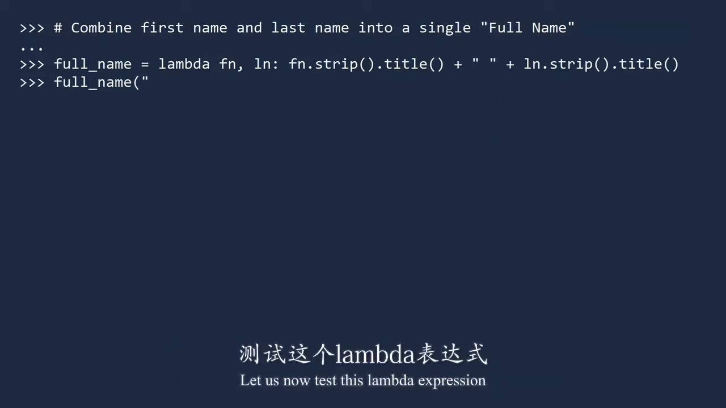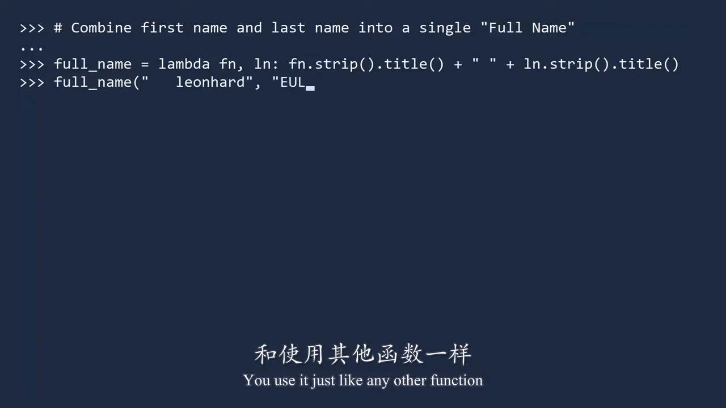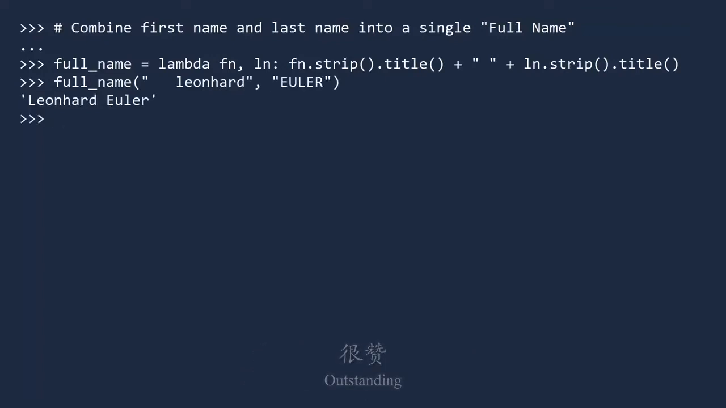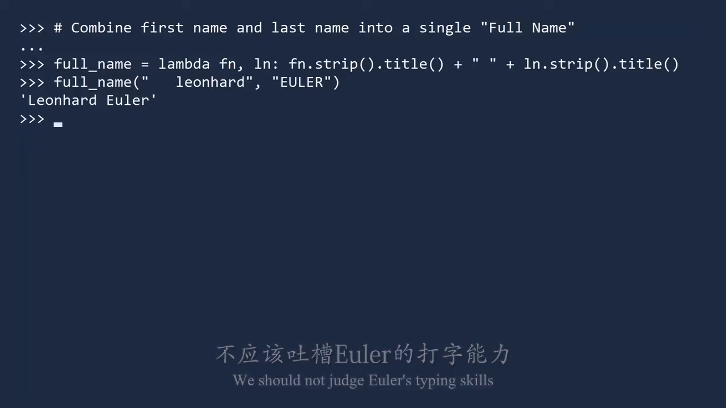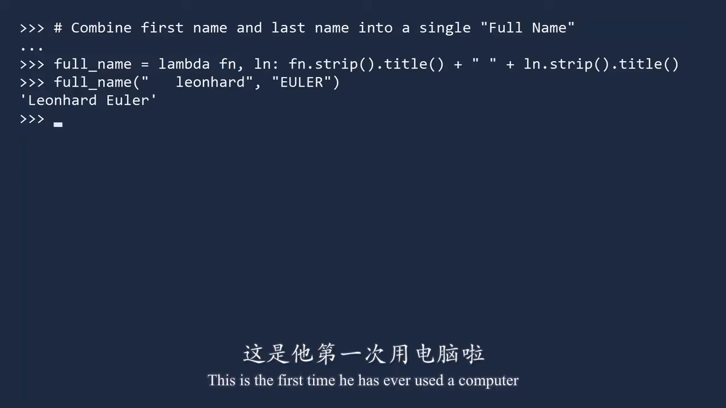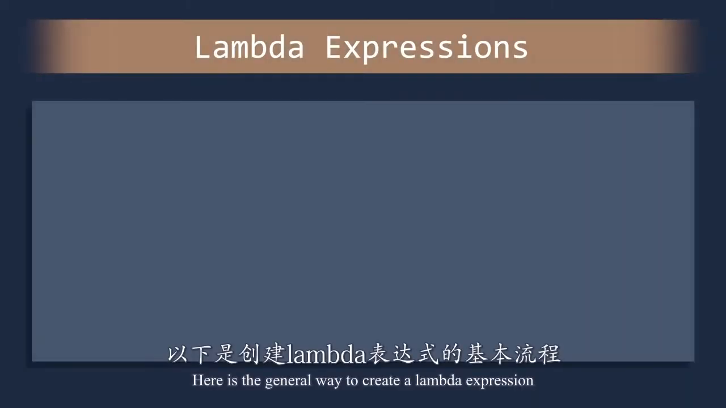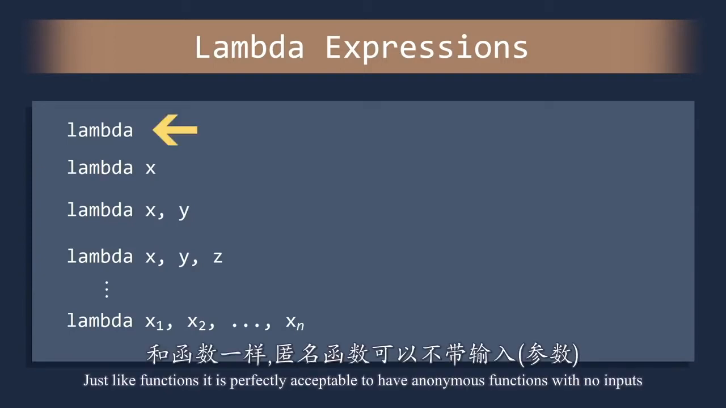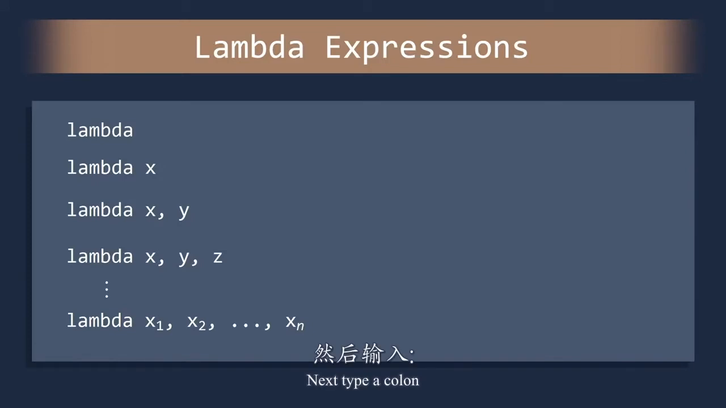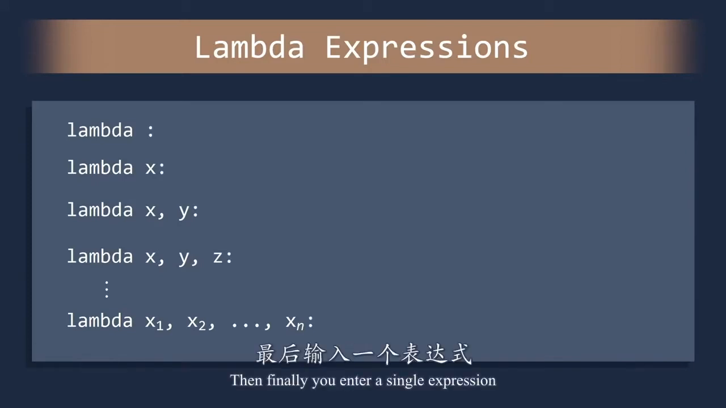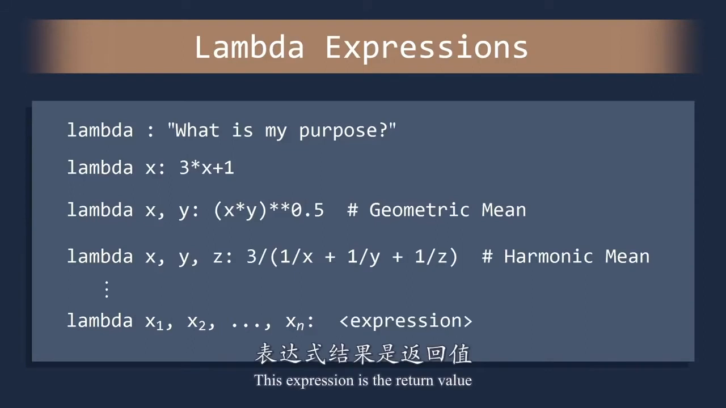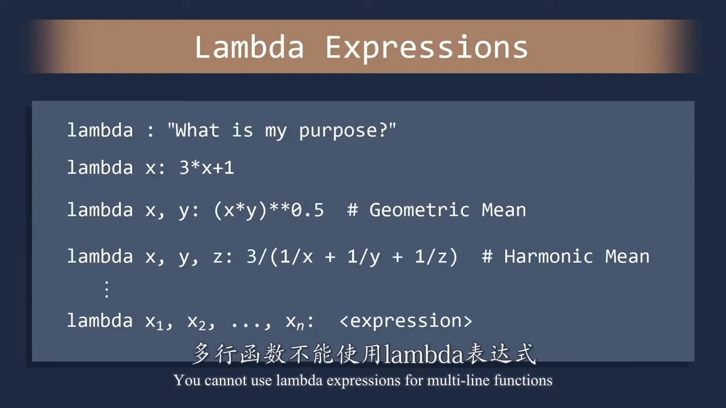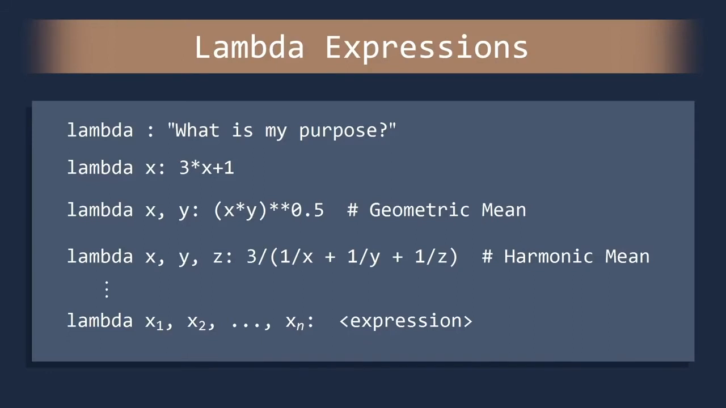Let us now test this lambda expression. You use it just like any other function. Outstanding. We should not judge Euler's typing skills. This is the first time he has ever used a computer. Here is the general way to create a lambda expression. You type the keyword lambda, followed by 0 or more inputs. Just like functions, it is perfectly acceptable to have anonymous functions with no inputs. Next, type a colon. Then, finally, you enter a single expression. This expression is the return value. You cannot use lambda expressions for multi-line functions.